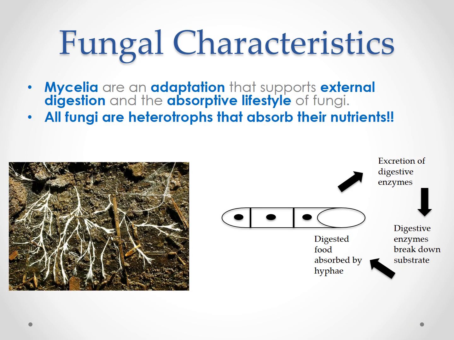So these mycelia are really important because fungi are heterotrophs. Heterotrophs are organisms that either eat food or absorb it from their environment. For example, bacteria are heterotrophs, animals are heterotrophs, so you'll learn about that in class. Plants, on the other hand, are autotrophs, so they perform photosynthesis to get their food. And then protists, there's a mix of heterotrophs and autotrophs. But fungi are all heterotrophs, and so they actually absorb their nutrients from their environment.